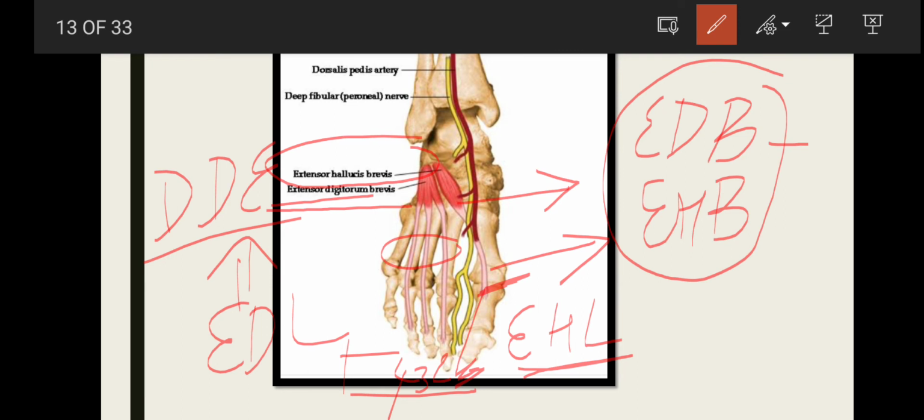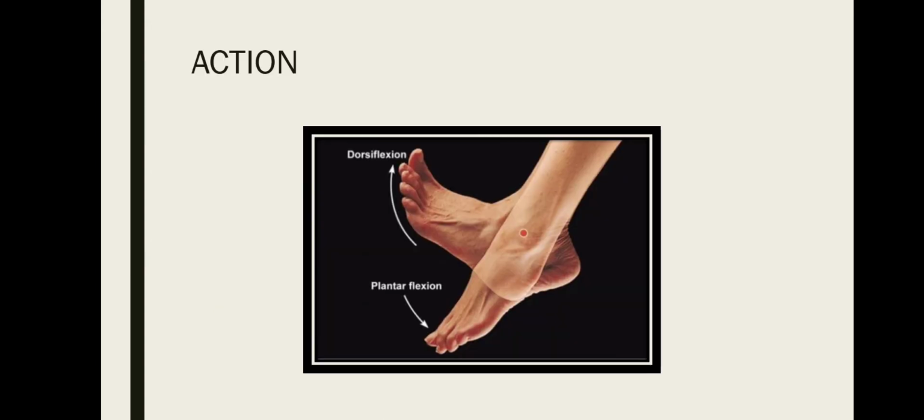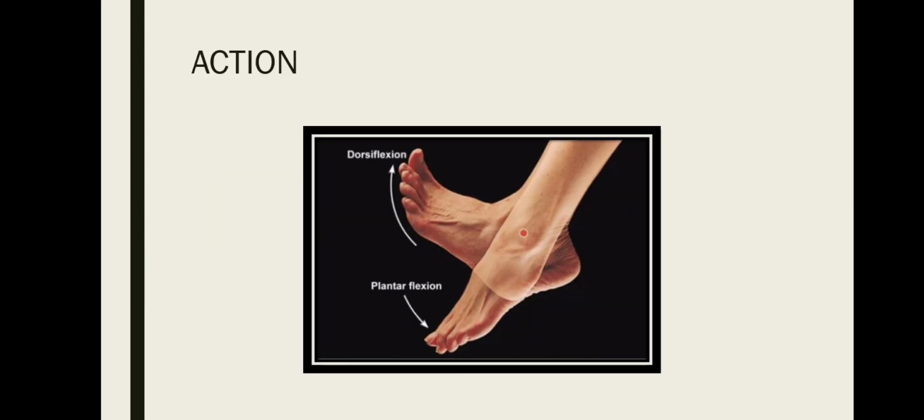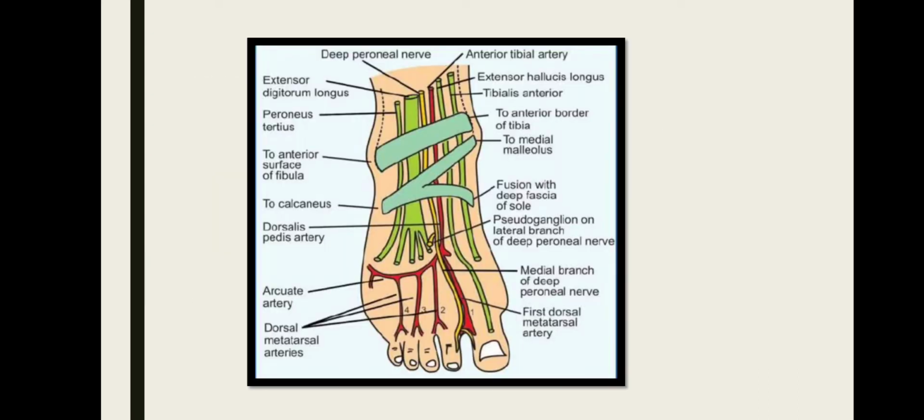Okay, on the dorsum of the foot there are the brevis muscles. So in short, the anterior compartment of the leg comprises extensor tibialis anterior, extensor hallucis longus, extensor digitorum longus and peroneus tertius.